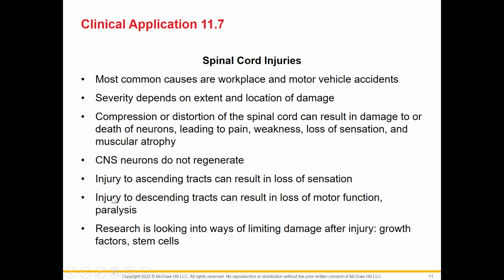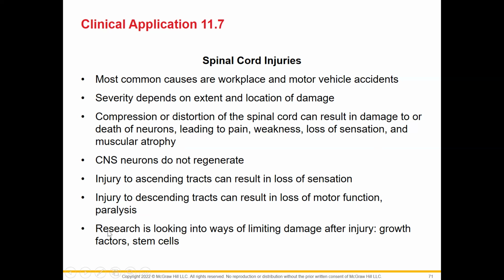If a person has injury to a descending tract, the information coming from the brain to effectors, then that person will have loss of motor function, and they can have any of these happen. Weakness, pain, loss of sensation, and it may end up potentially becoming paralysis, depending on the extent and location of that damage.